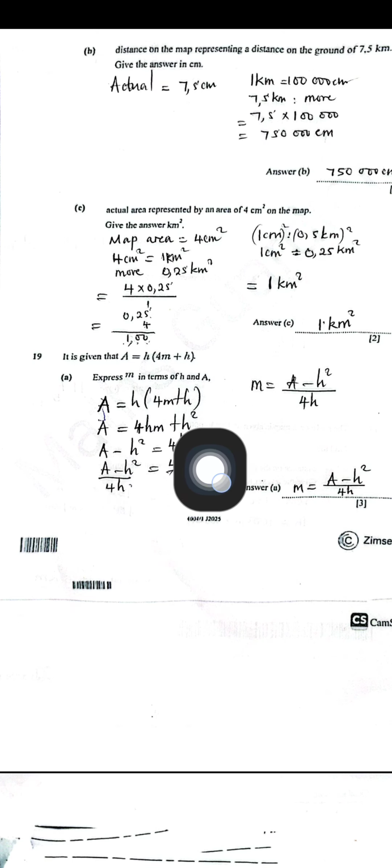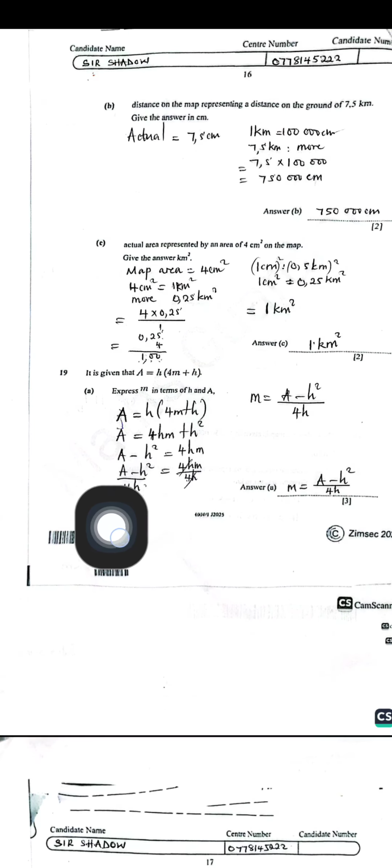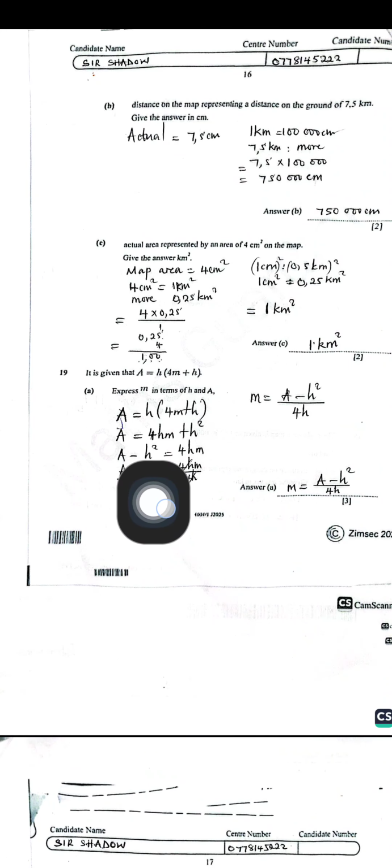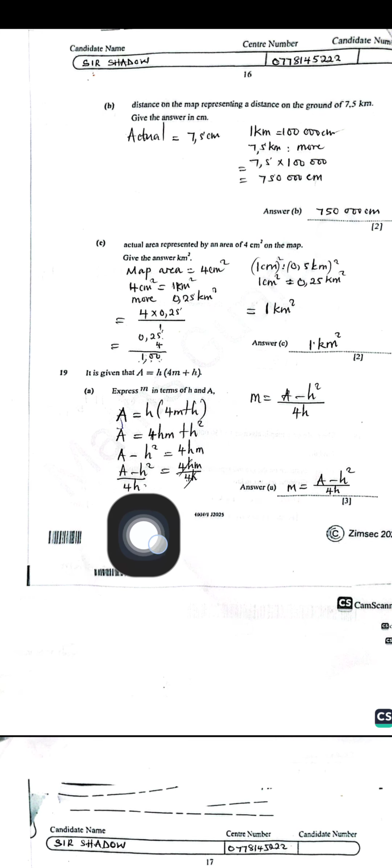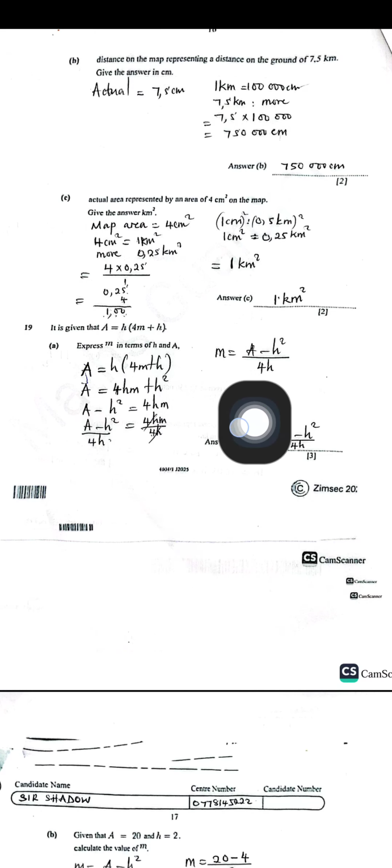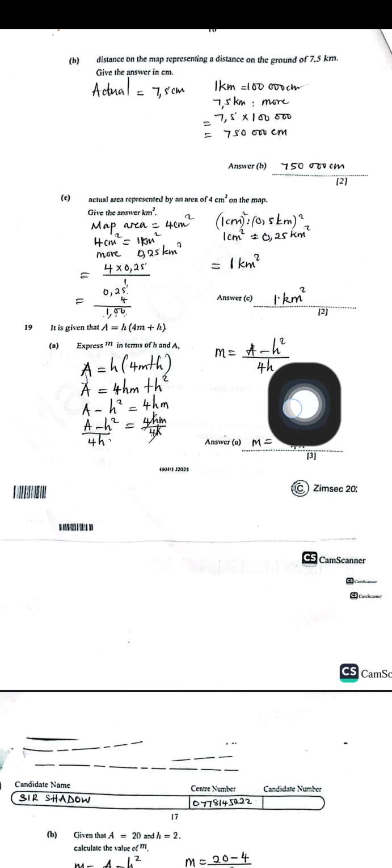Now we group the like terms because we want to make M the subject. So A minus H squared equals 4HM. Since A minus H squared equals 4HM, we divide both sides by 4H. This becomes M equals A minus H squared over 4H. This is the solution.